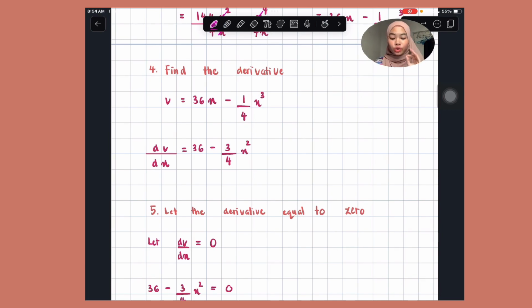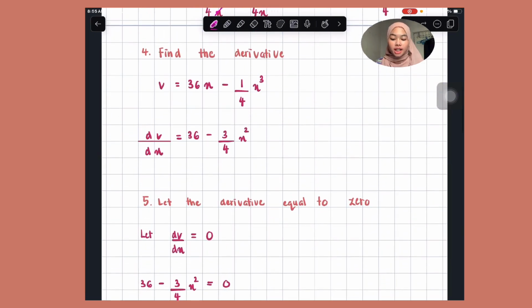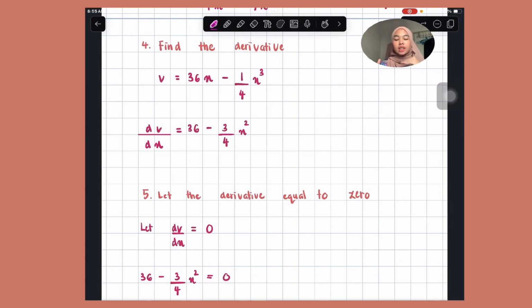So v equals 36x minus 1 over 4 x to the power of 3, and then when we differentiate, it will become dv over dx equals 36, because 36x has a power of 1, so we minus 1 and get 36 only, and then minus 3 over 4 x squared, because 1 over 4 will multiply with 3, and the x to the power of 3 will minus 1, so it becomes 3 over 4 x squared.